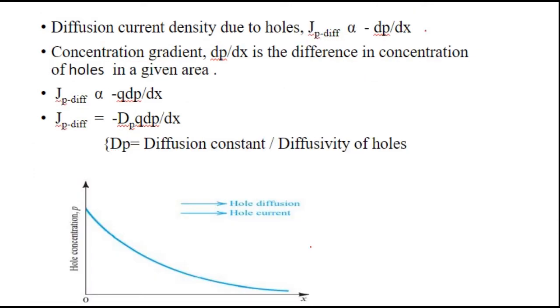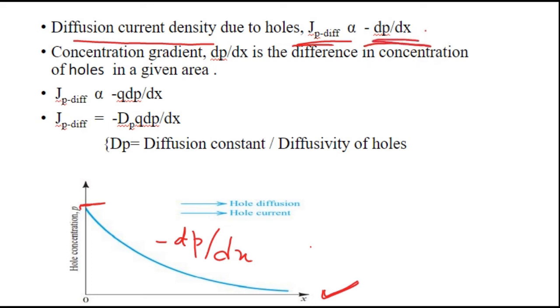Now moving on to the holes. Similarly, holes will also move from a higher concentration region to a lower concentration region with respect to the length of the semiconductor. So here this curve is also decreasing exponentially. The slope of the curve will be negative, that is dp by dx. So here you can see your Jp diffusion, the diffusion current density, is proportional to minus of dp by dx, that is called the concentration gradient due to the holes.